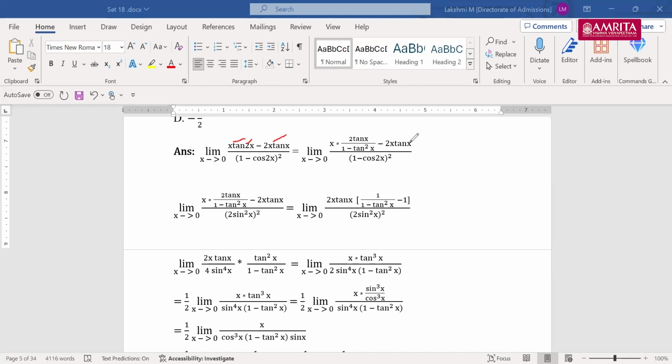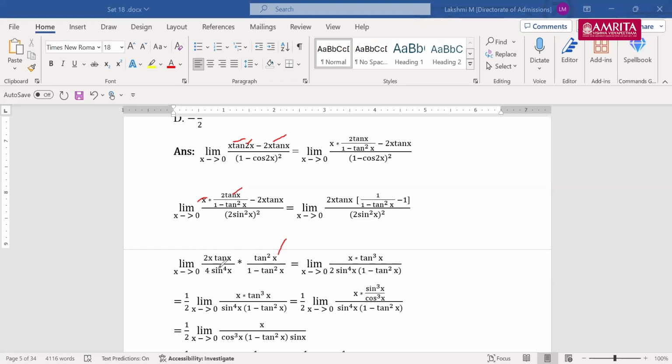And 1 minus cos 2x is 2 sine square x, and we resubstitute it, the whole square. So this is 4 sine raised to 4x. And you'll be able to write this as, because 2 tan x and this x is common in this term as well as this term, if you take it outside, it will be 1 by 1 minus tan square x minus 1. This whole term will get reduced to tan square x by 1 minus tan square x. And this term will be 2x tan x by 4 sine raised to 4x.